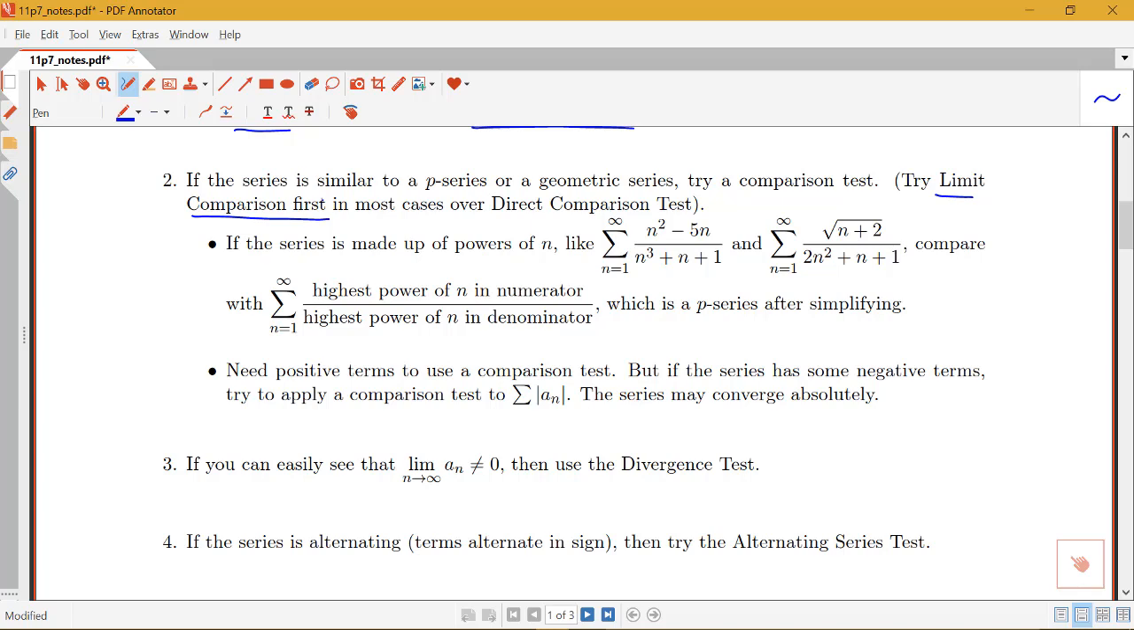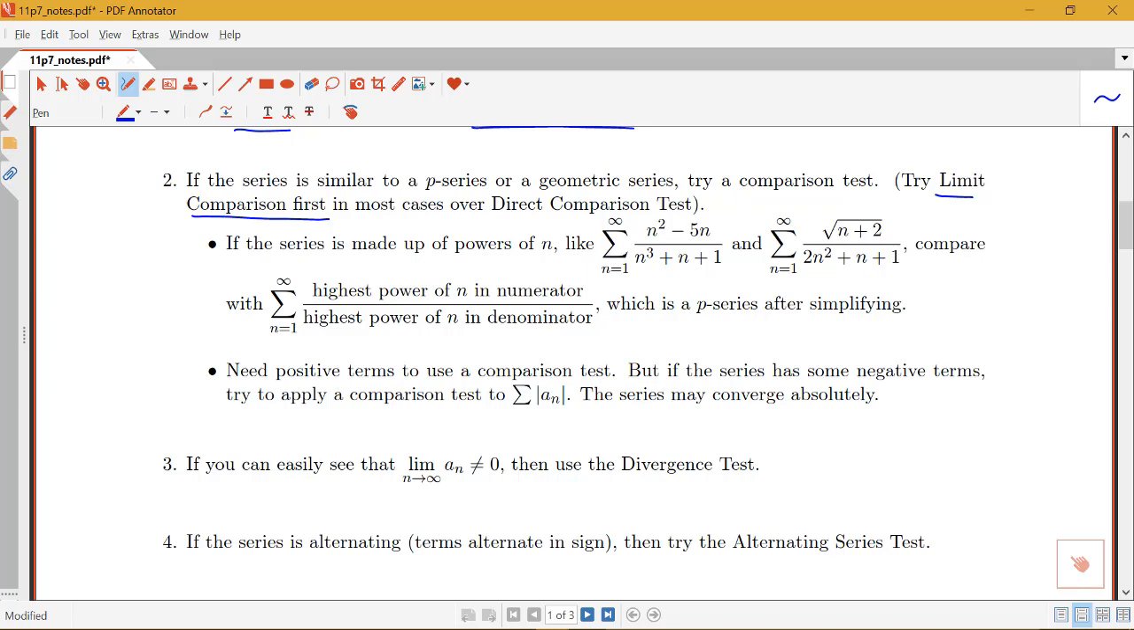So here are a few additional notes on types of series where we want to try a comparison test. If the series is made up of powers of n, like this sum from n equals 1 to infinity of (n squared minus 5n) over (n cubed plus n plus 1), or here we have a sum of (the square root of n plus 2) over (2n squared plus n plus 1).